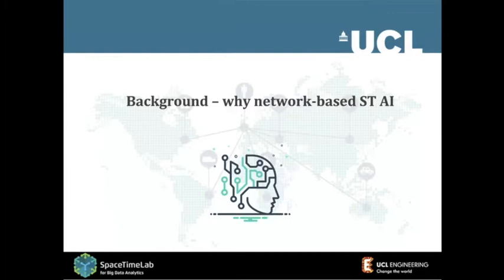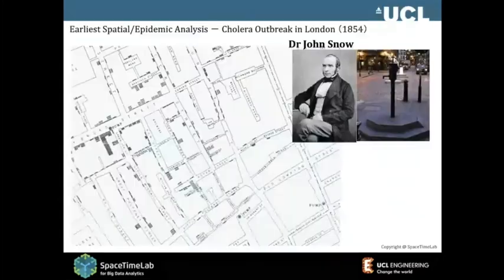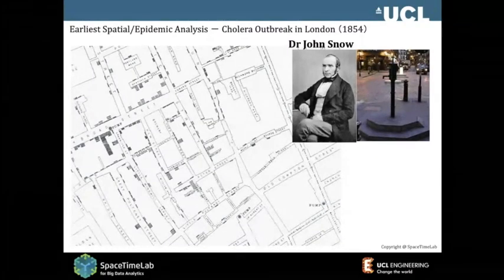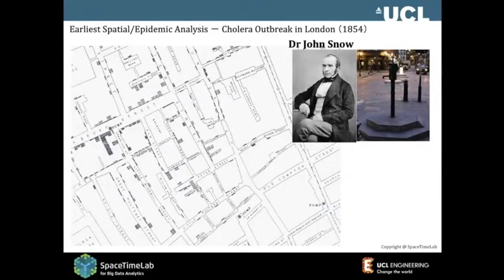So why do we talk about network-based space-time AI? Because this is a GIS conference, let's have a look at what has been happening with GIS. When I give a lecture to our MSc students, I think most of you giving lectures to your students probably start with this slide. Especially at this moment, Dr. John Snow's work has been mentioned many times, even now.